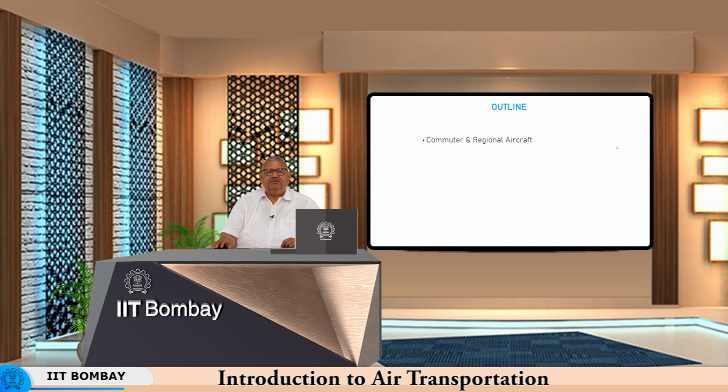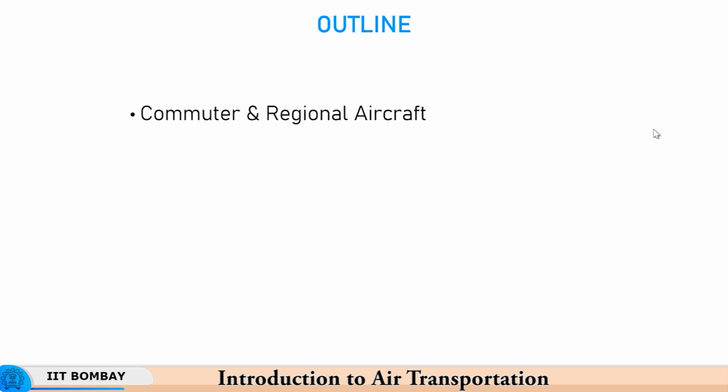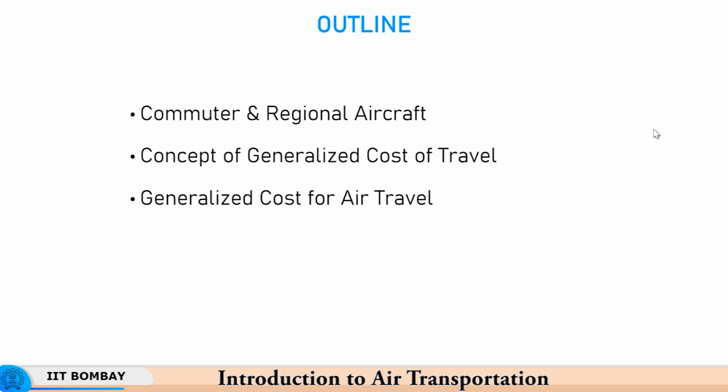We will start with a discussion about commuter and regional aircraft, explaining what they stand for and what is so special about them, what are their features. We will then move on to a discussion on the concept of generalized cost, specifically the generalized cost of travel. From there, we will then focus on only the generalized cost of air travel.